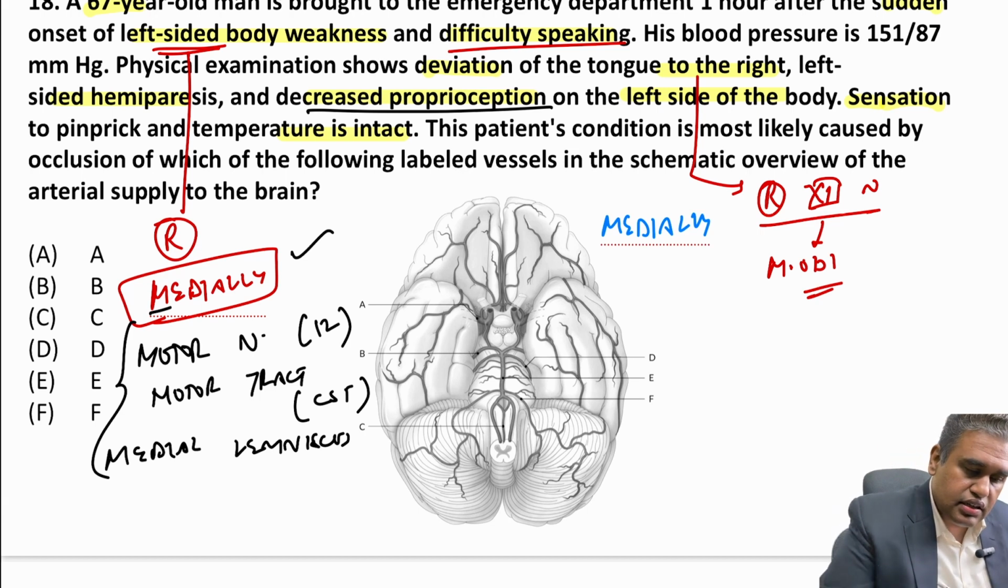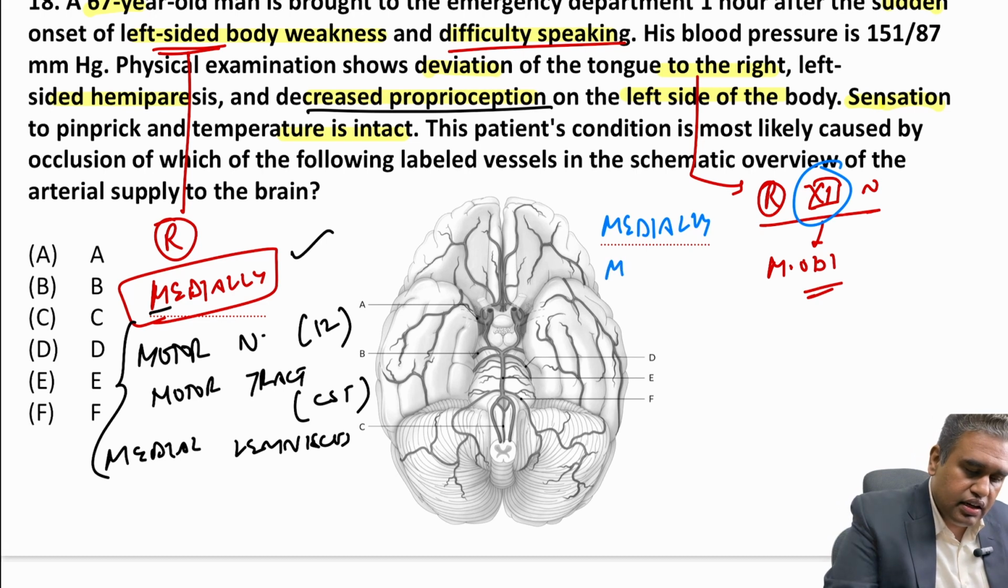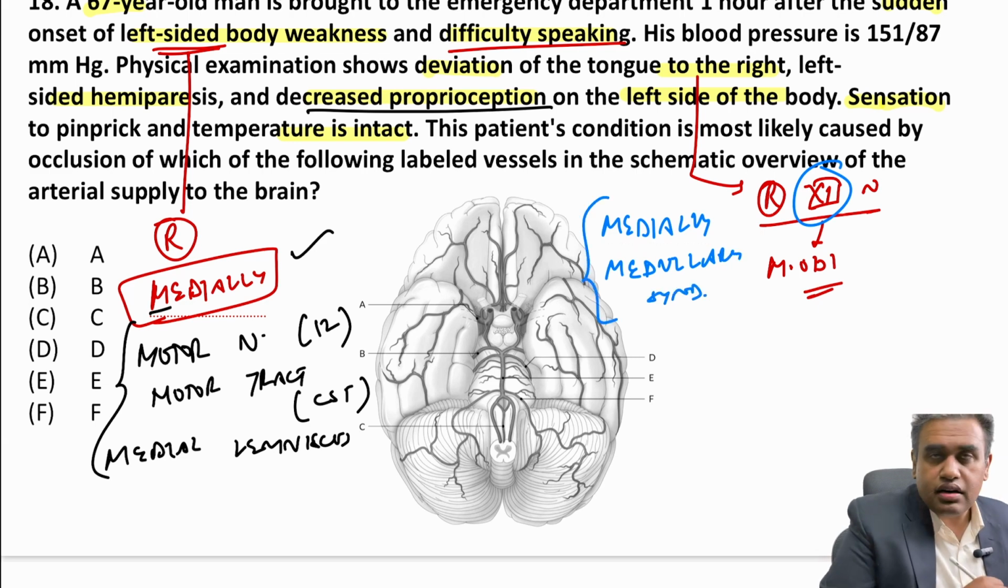They are giving you a hint. It's a 12th nerve involvement. Now this 12th nerve is located where? Medulla oblongata. So it is a medial medullary syndrome. That is our diagnosis. Which side? Right sided medial medullary syndrome.